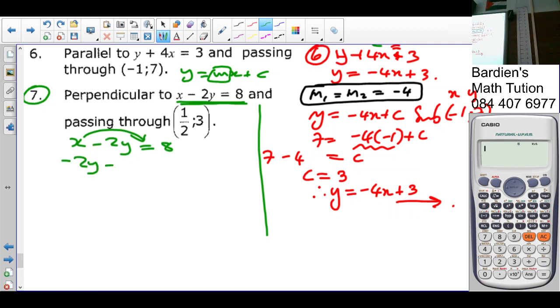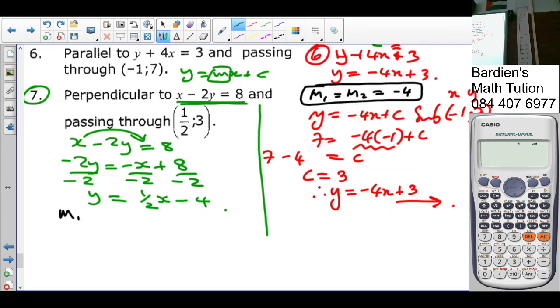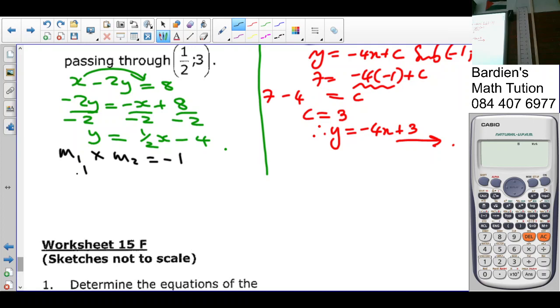So it's negative 2y equals negative x plus 8. Divided by negative 2 throughout. So y is equal to a half x minus 4. Now you can say that gradient 1 times gradient 2 is equal to negative 1. Why is that the case? Because lines are perpendicular. Okay. So the first gradient is half, times the second gradient is equal to negative 1. Divided by half both sides, so m2 is equal to negative 2.